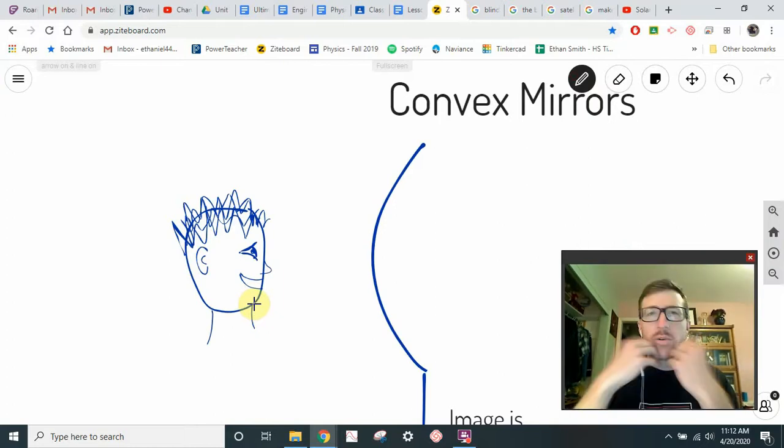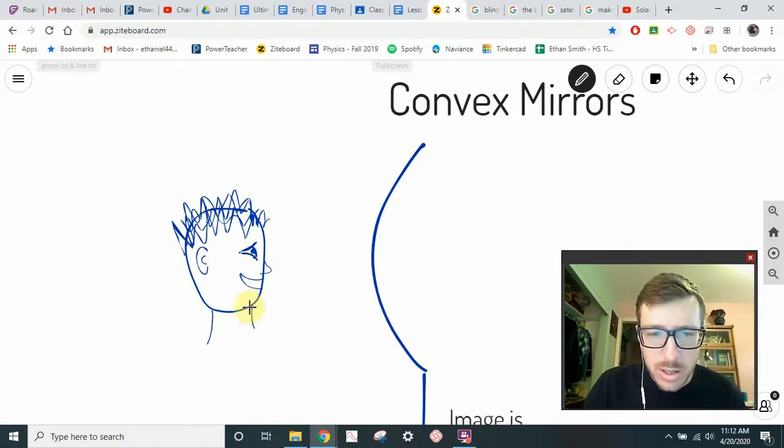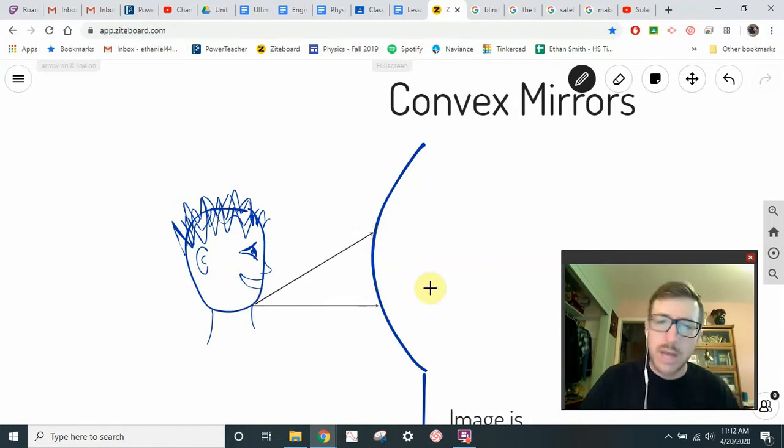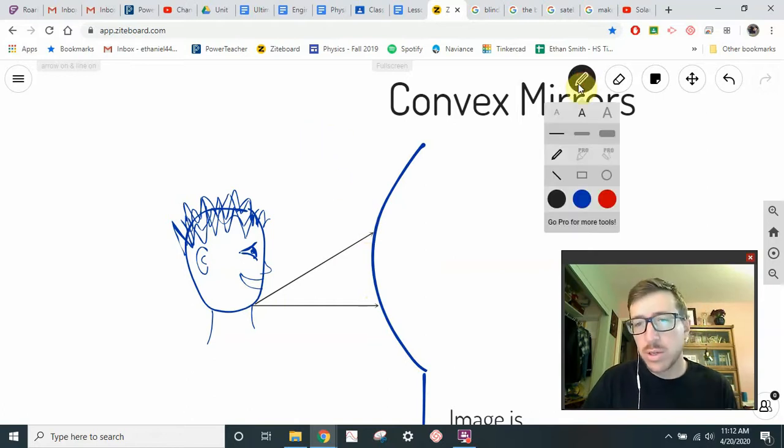So there's light rays reflecting off of their chin in all directions. I'll draw a few of them. Let's say some of them are going here, and some of them are going up this way. Now the law of reflection, of course, states that the light comes in at one angle and it reflects at the same angle, relative to the normal.